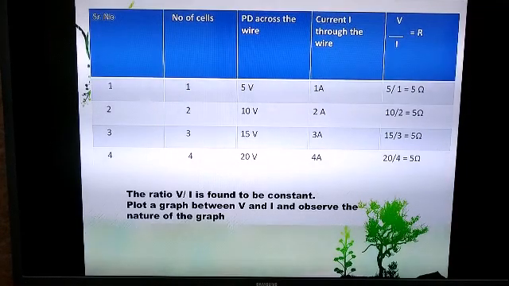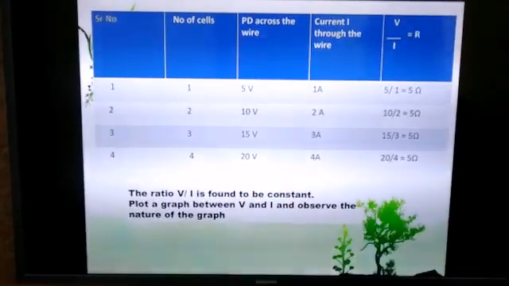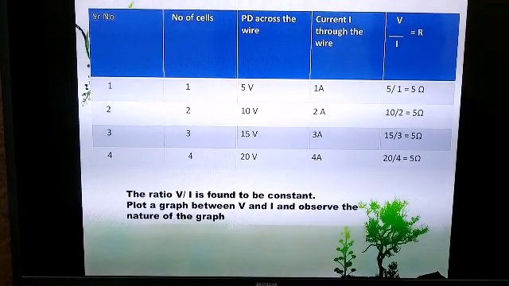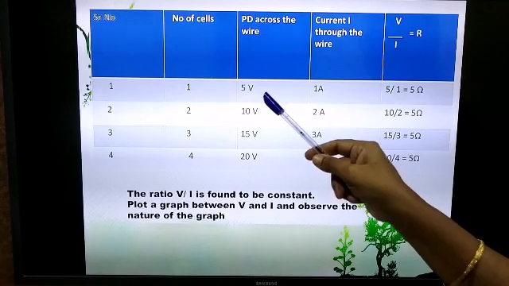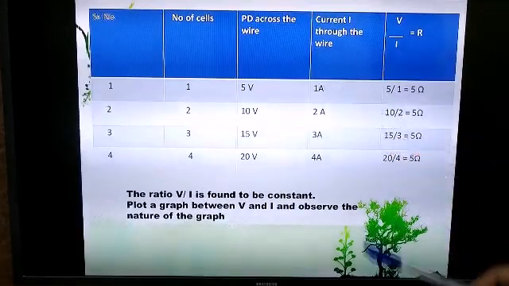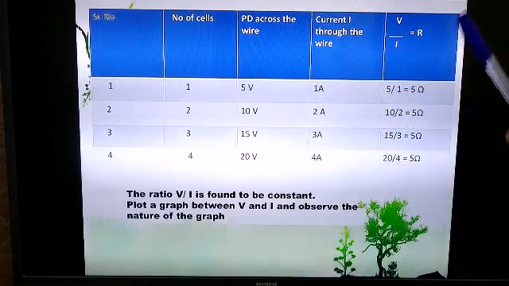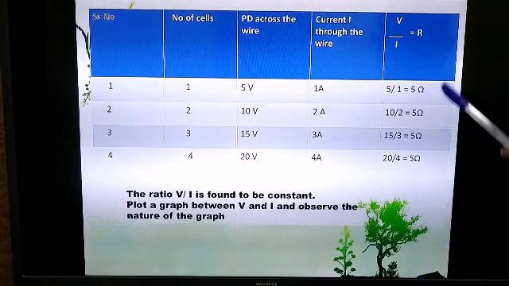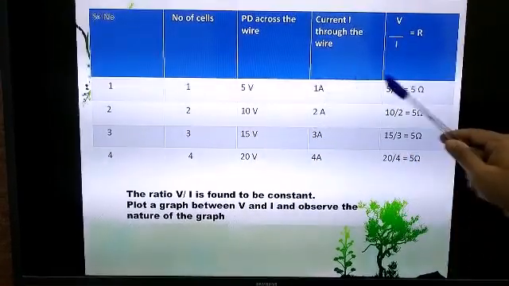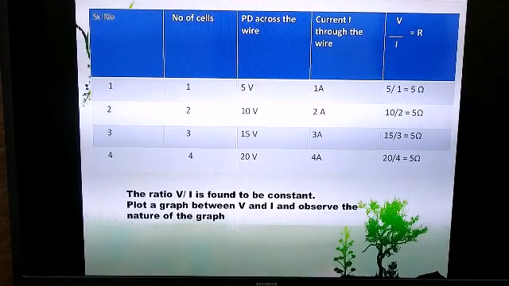So, when one cell is connected in the circuit, see number of cells 1. Note down the potential difference which is shown by the voltmeter and the current which is shown by the ammeter. So suppose here the voltmeter is showing a potential difference of 5 volts and the current through the wire is 1 ampere. Now put all these readings in tabular form and find out the ratio V upon I. So V is 5, I is 1, so 5 upon 1 is equal to 5 ohms.